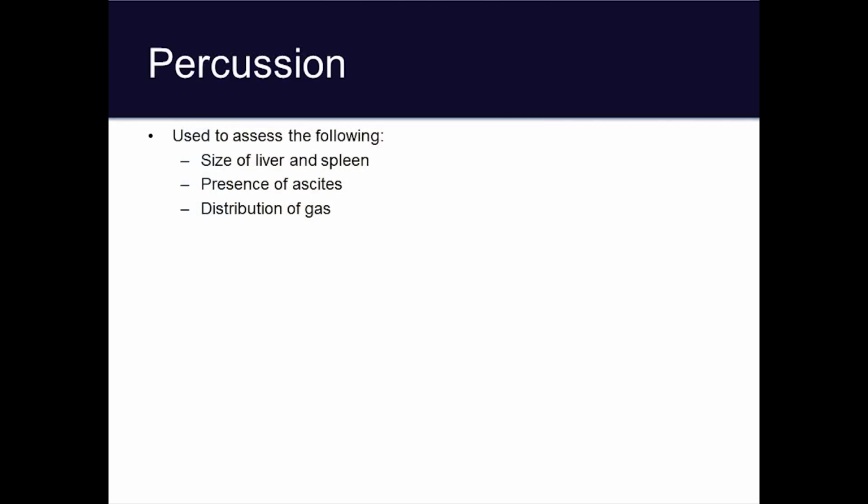And this is probably best demonstrated in my video with the patient instructor. But you're using percussion to assess the size of the liver and the spleen. You might use it to detect the presence of ascites and also the distribution of gas. We usually describe the abdomen percussion as tympanic because there's gas inside the bowels. If you detect dullness, it could indicate fluid, a mass, or the fact that you're over a solid organ.